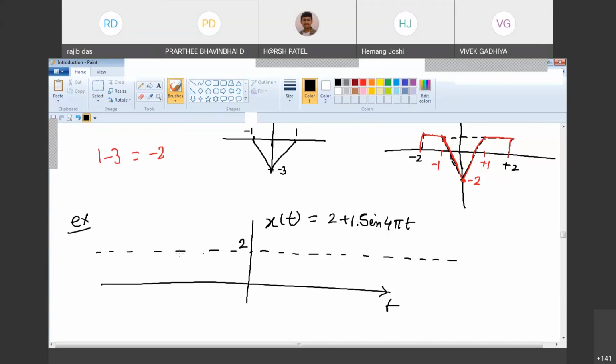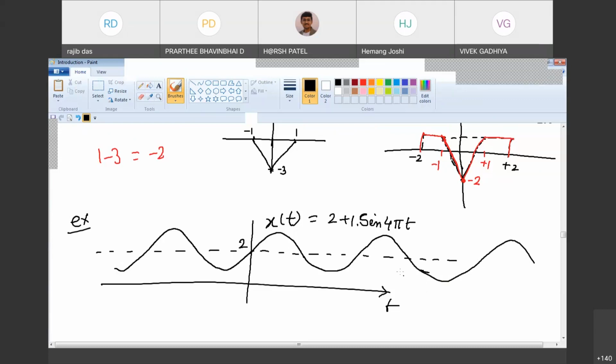So what I can do, above this reference line, so this will behave as a reference line. And now I can draw the sine wave on this line. So simply a sine wave, like this. Is it fine? So this is your resulting signal.